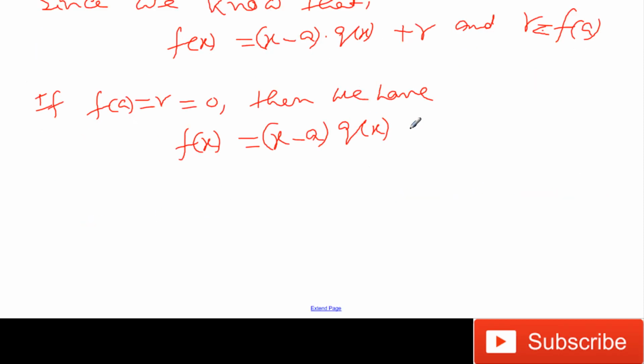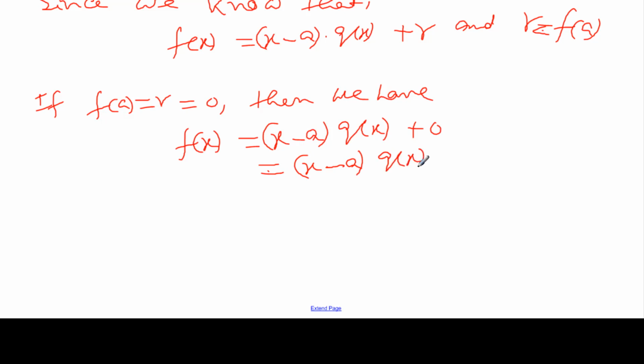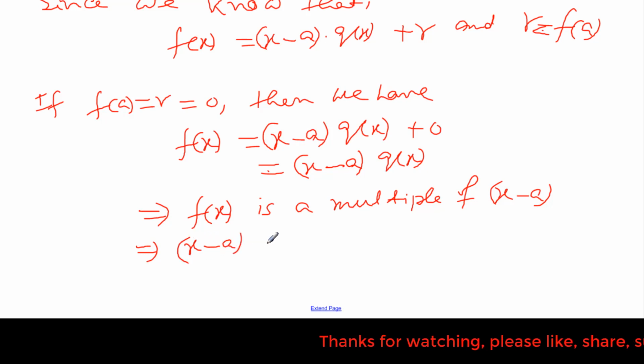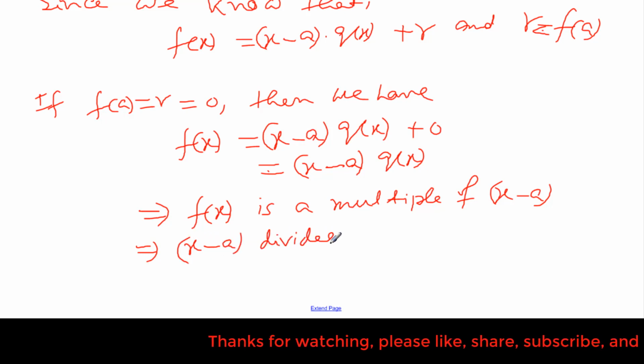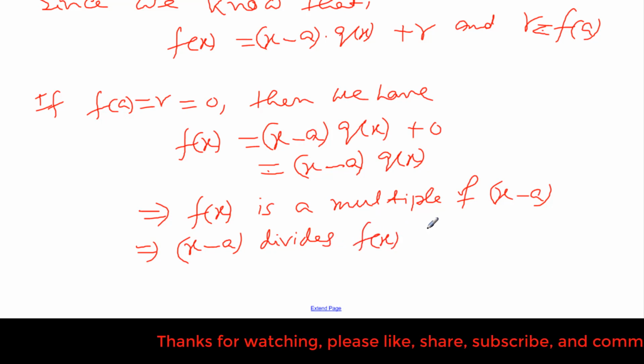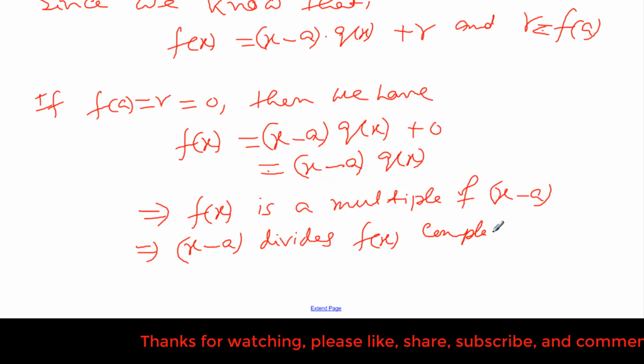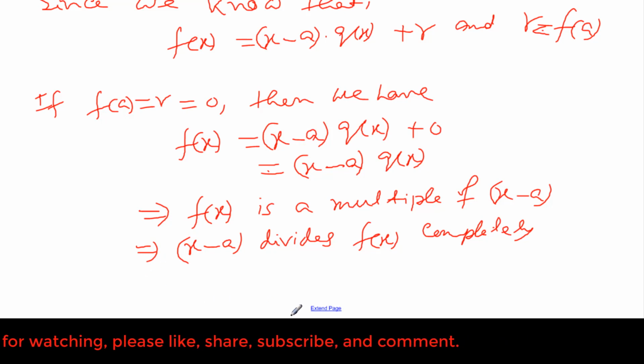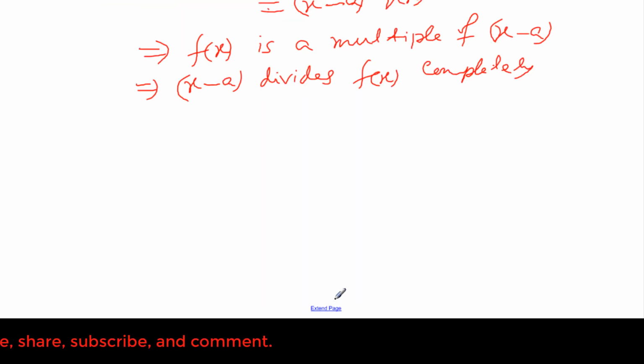Since we know that f(x) is equal to (x minus a) into q(x) plus r, and r is equal to f(a). If f(a) equal to r equal to 0, then we have f(x) is equal to (x minus a) into q(x) plus 0 equal to (x minus a) into q(x), which implies that f(x) is a multiple of x minus a, which implies x minus a divides f(x) completely.